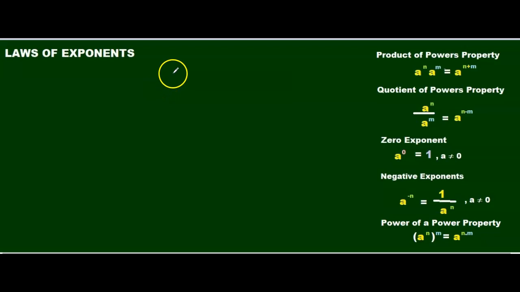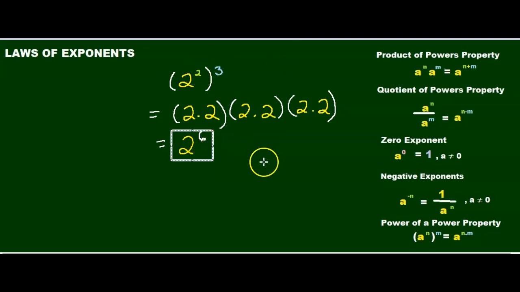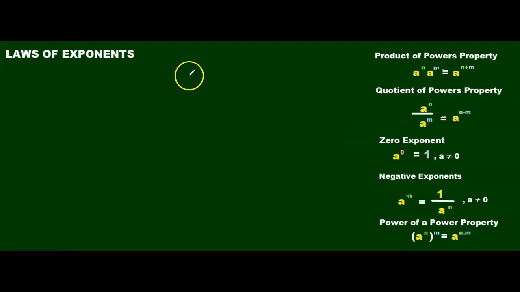So, as a simple example, let's say we have 2 squared to the power of 3. I can write it as 2 times 2, which is the 2 squared, to the power of 3. That means I have it 3 times. 2 squared and 2 squared. Because it's a cube, so I have it 3 times. So how many 2's do we have? 1, 2, 3, 4, 5, 6. So therefore, that gives me 2 to the power of 6, which is the same as 2 times 3, which gives us 6.